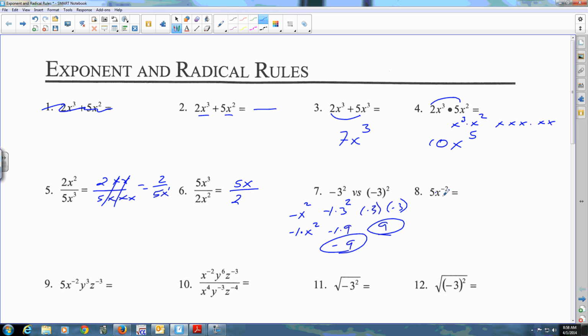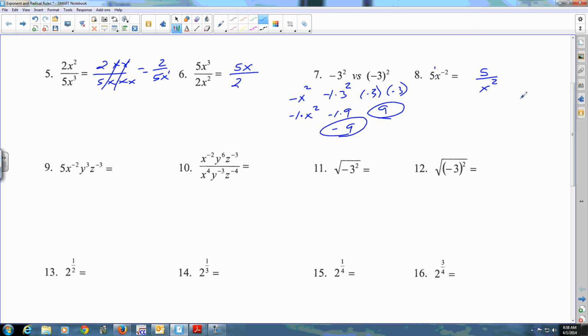Here, anything that has a negative exponent moves. The 5 doesn't have a negative exponent, so it stays put. This has a negative exponent, so it goes downstairs. If it was downstairs with a negative exponent, it would go upstairs, like 3 over x to the negative 5. This has a negative exponent, so it's going to go upstairs, but the 3 stays put because it has a positive exponent. Okay. Things with negative exponents move. Things with positive exponents don't. So that would be your answer.